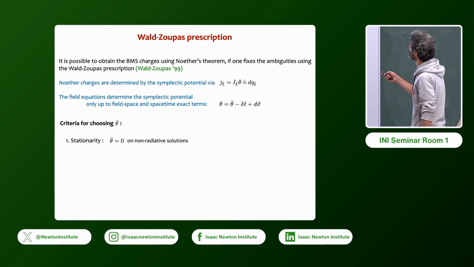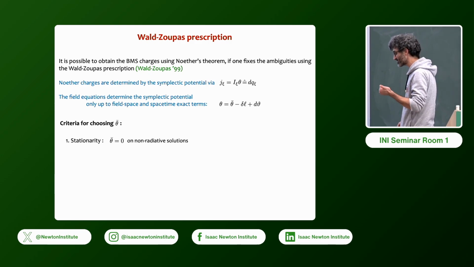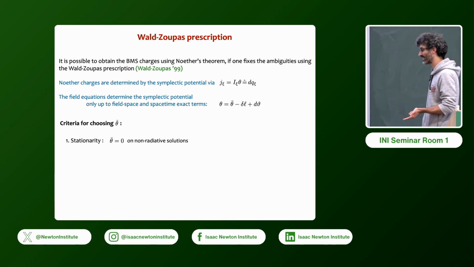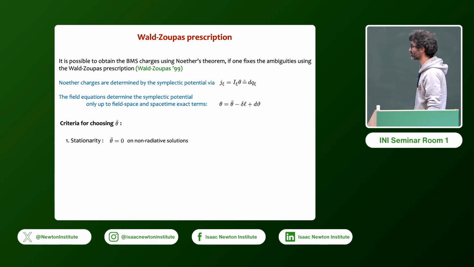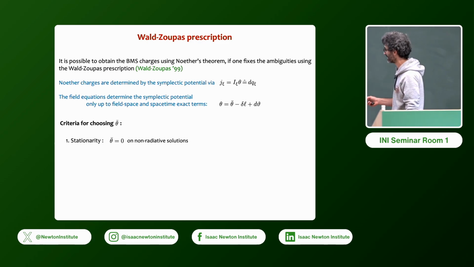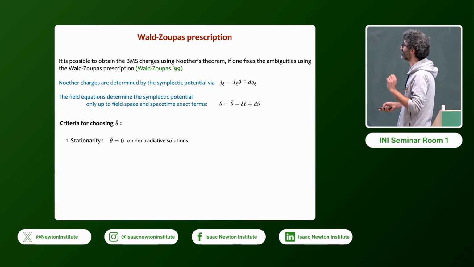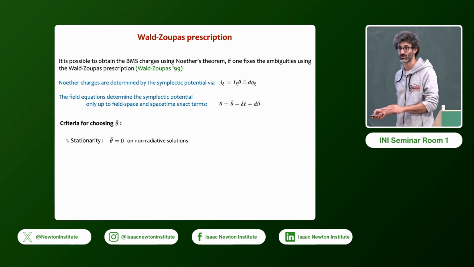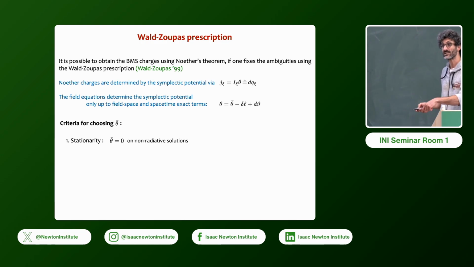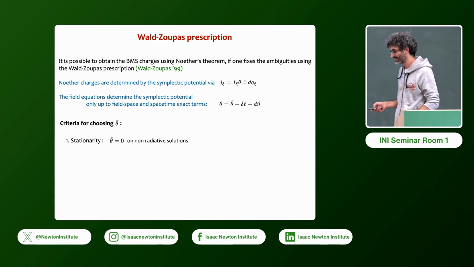So Wald and Zoupas said, okay, what I want to do is to see if first I can get rid of the ambiguities, and second, get something that is physically viable. In particular, the Ashtekar-Streubel flux for BMS. The first criterion is stationarity. We would like the preferred symplectic potential to vanish on all non-radiative solutions, which was not the case with the Komar symplectic potential.